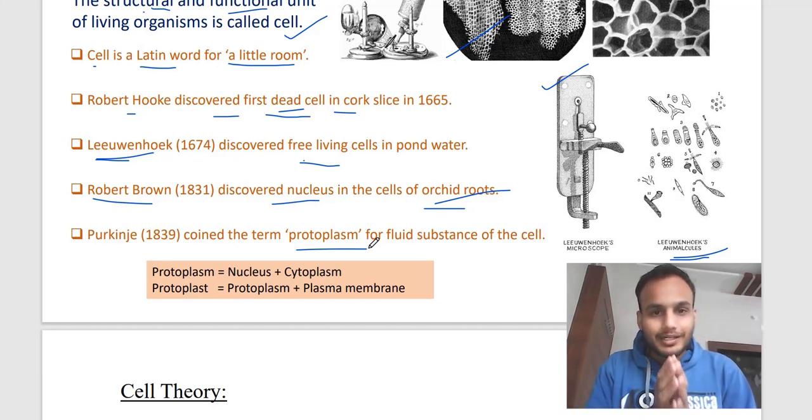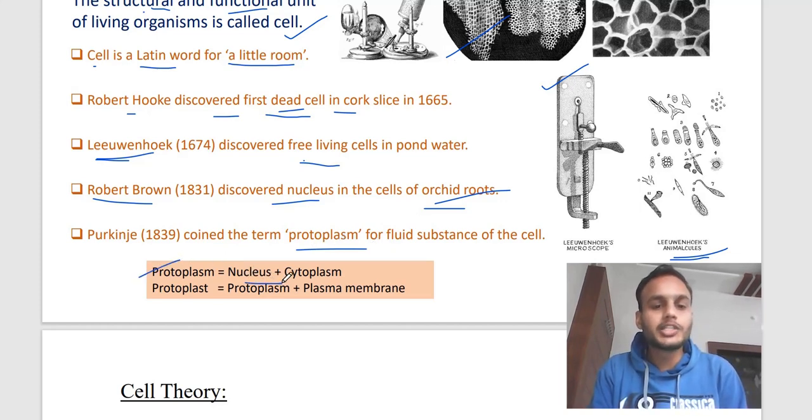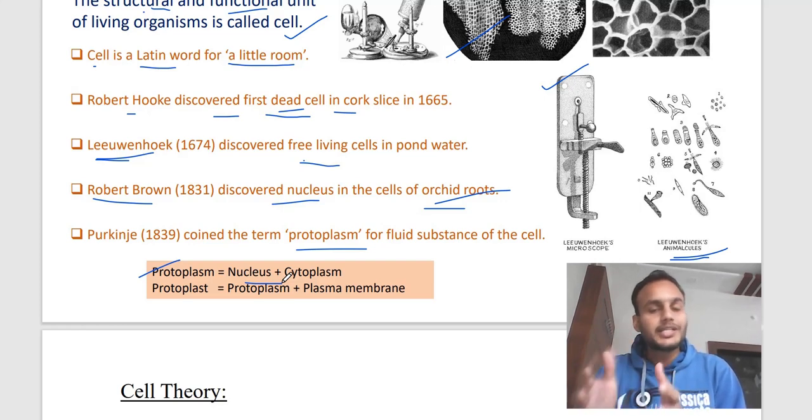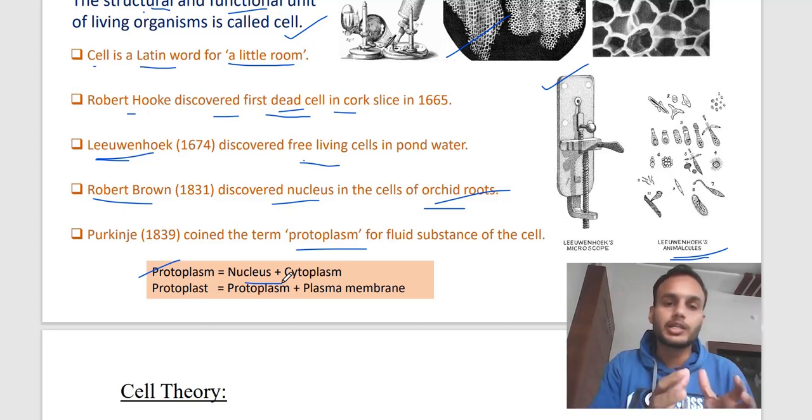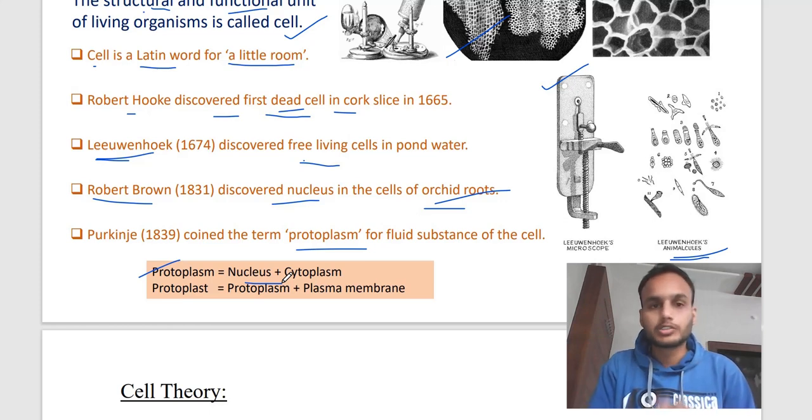Protoplasm is simply nucleus plus cytoplasm, meaning the things inside the cell membrane are called protoplasm. So its name defines itself. Plasma means fluid, so whatever fluid content lies within the cell membrane is the protoplasm. Nucleus and cytoplasm completely come under protoplasm. Or you can say a cell without cell membrane comes under protoplasm.